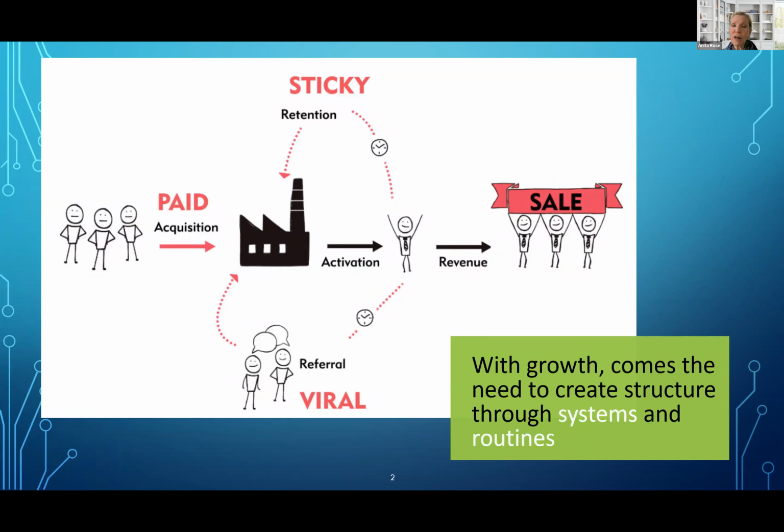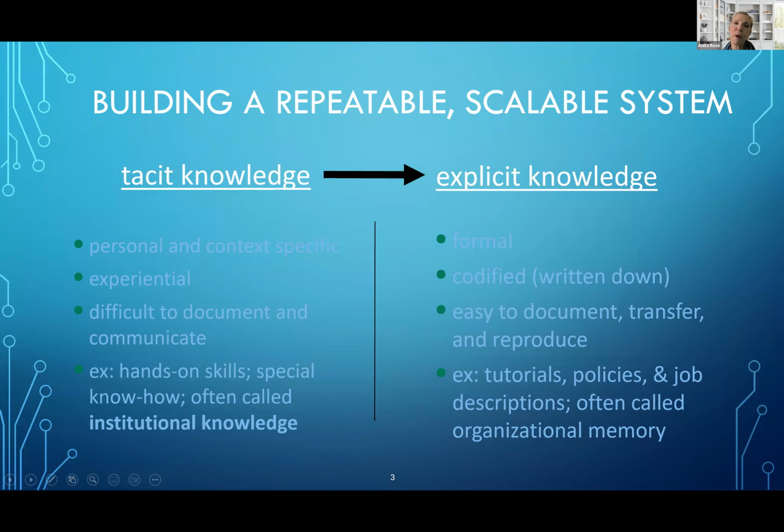And part of this model of the customer factory blueprint is that we want to create structure through systems and routines. We want this to continue happening. We want the retainment. We want referrals. We want to keep having this process, this customer factory, in full operation so that we have revenue and sales and happy customers. So part of building this repeatable, scalable system are two different types of knowledge.